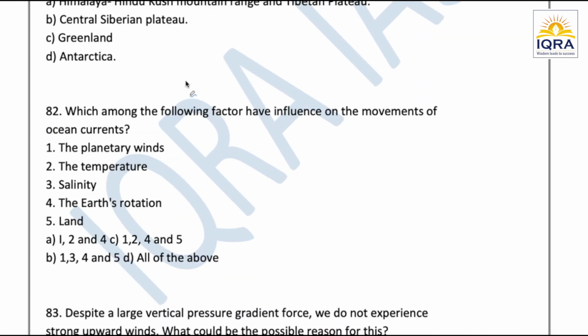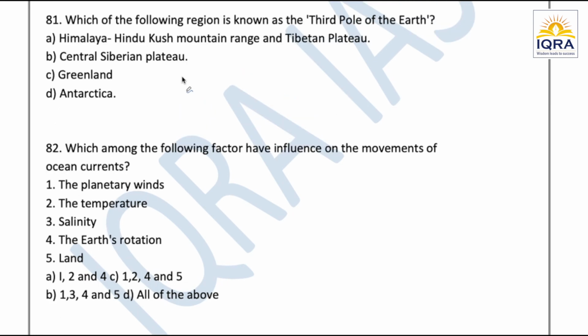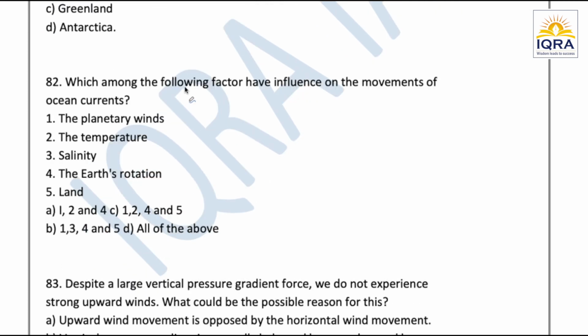Right? Next question, question number 81. All right, which of the following region is known as the third pole of the earth? So of course this is a very easy question. You all must be knowing the answer of this. 81 question A is the right answer. Himalayan, Hindu Kush mountain range and Tibetan plateau. और ये इसको हम क्यों कहते हैं? Because its ice field contain the largest reserve of the fresh water outside the polar region. ठीक है? Hence this is called third pole of the earth.